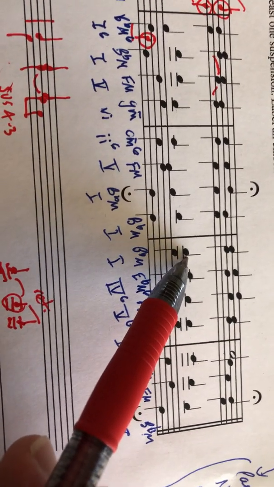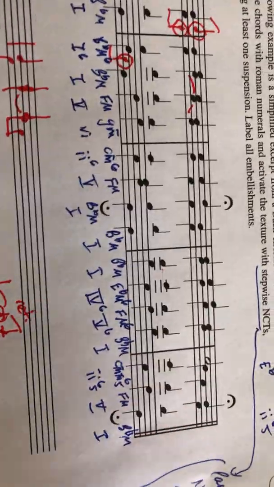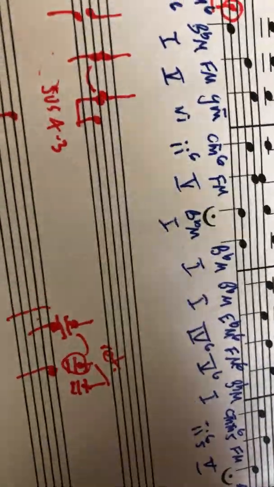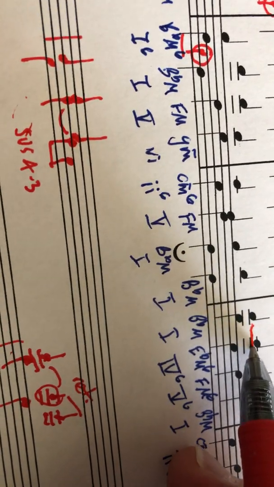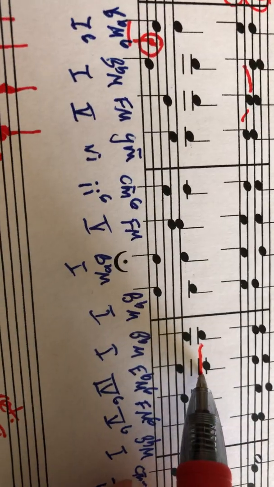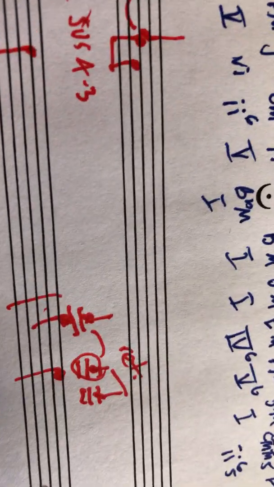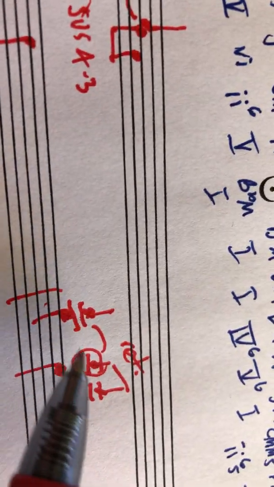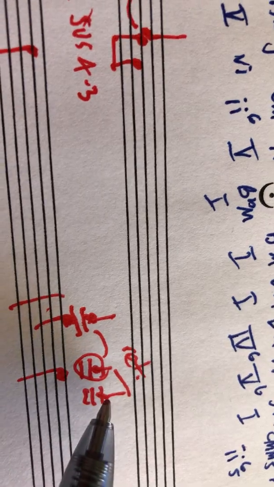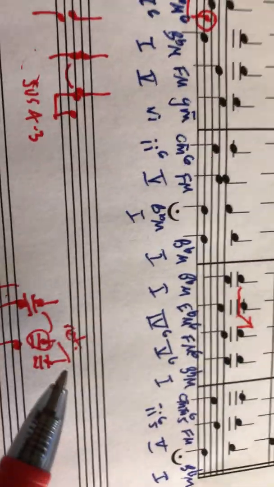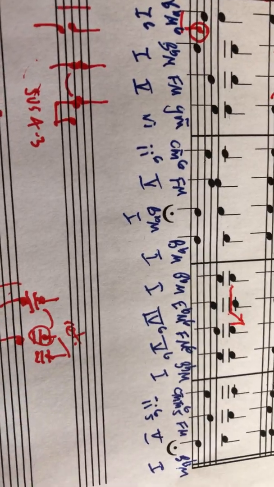So what I'm going to do is hold this F all the way into this beat and then go up. So I've done that down here. I hold the F into the next beat, then resolve up. That's a retardation. So I could put one there. Hopefully that makes a little bit of sense.